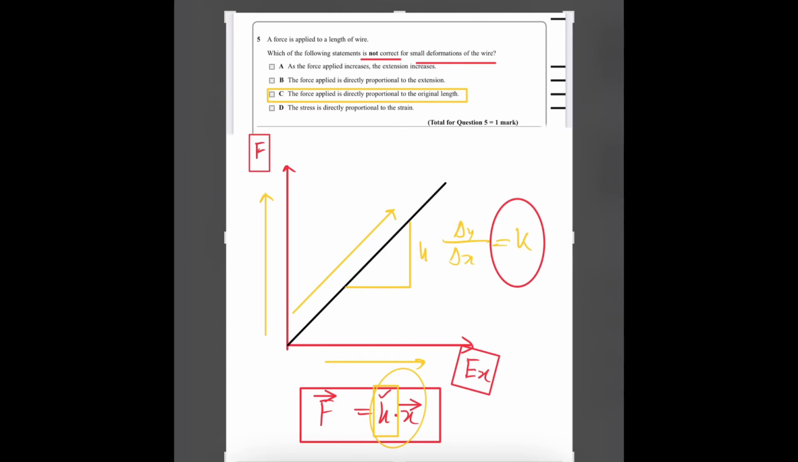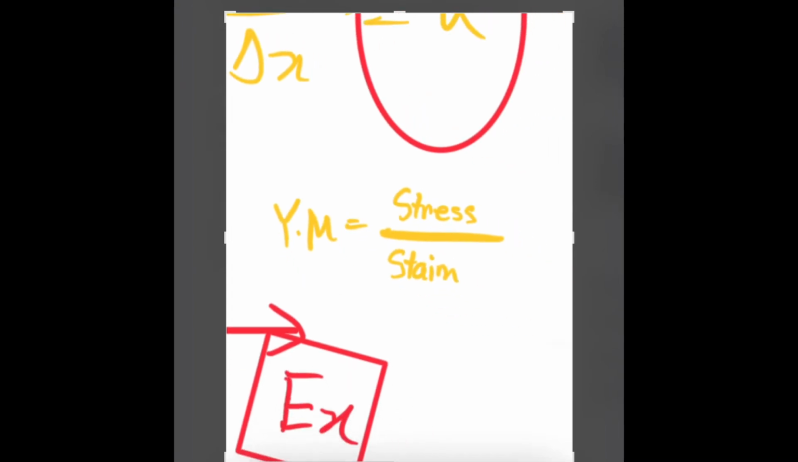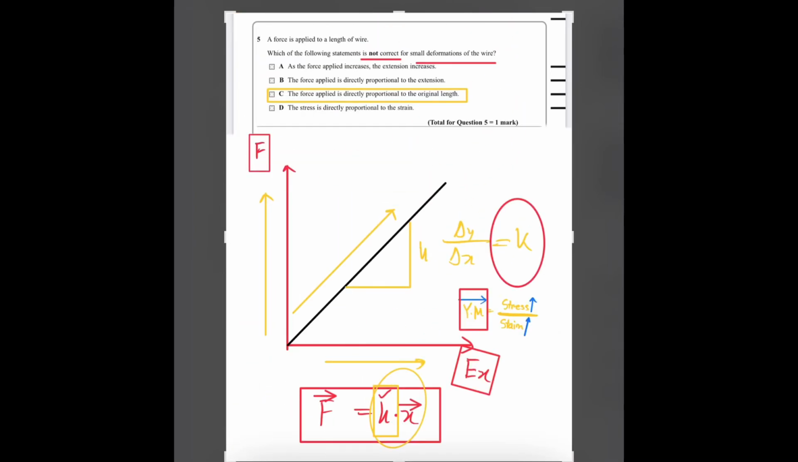And the stress is directly proportional to strain. This is also correct since Young's modulus is equal to the stress by strain, right? Stress by strain. So basically the Young's modulus of every material is constant. Since this is constant, when the stress increases, the strain also has to increase to keep the Young's modulus constant. So D is also a correct answer. So the only answer applicable for question 5 is C.